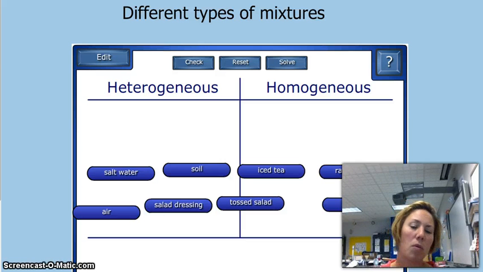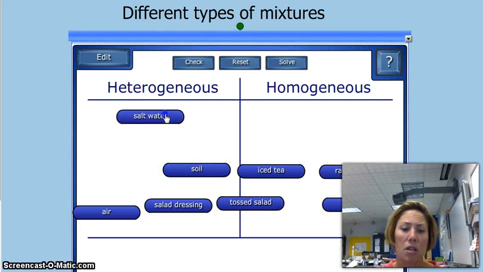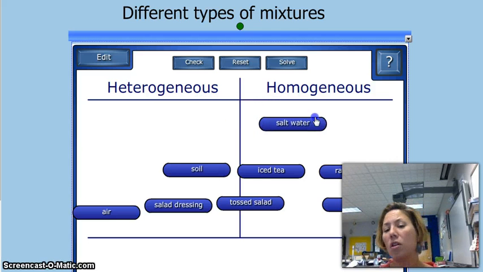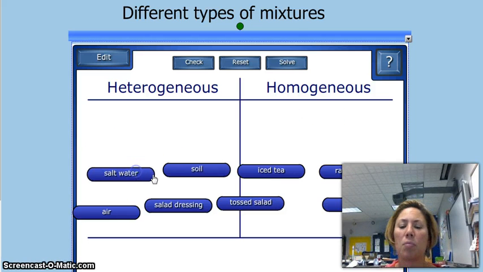And finally, we'll make this section 5, I guess, in our practice. And again, pause if you need to along the way. Here I have different types of mixtures. Hopefully you can see all of them here on the screen. Salt water, soil, iced tea, raisin bran, air, Italian salad dressing, tossed salad, and milk. I'd like you to fit them in a category. Do you think they're heterogeneous mixtures? They look like more than one type of matter? Or do you think they're homogeneous mixtures? Do they look like only one type of matter? Go ahead and place those in the appropriate column for section 5.